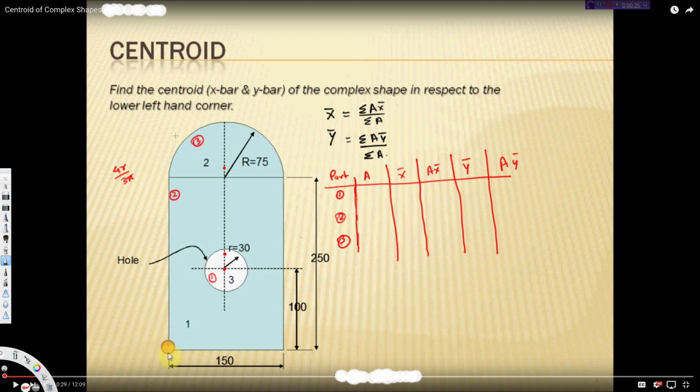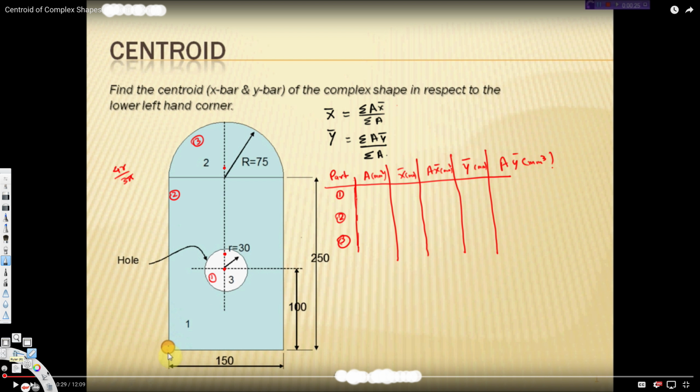The units: these are given in millimeters, so the area is going to be millimeter square, x bar is going to be millimeter, and area times x is going to be millimeter cube. The y bar is going to be millimeter, and A y bar is going to be millimeter cube. And then let's find the areas.